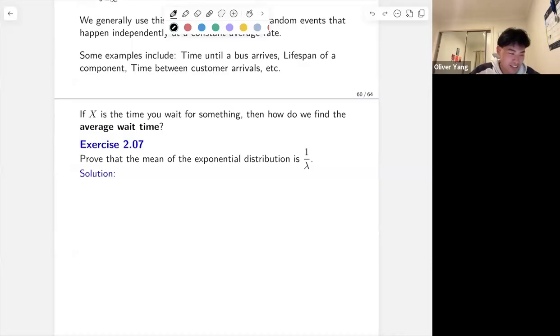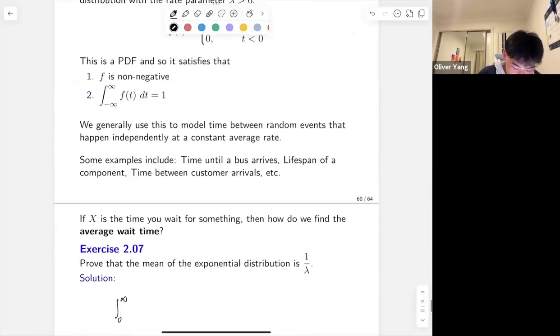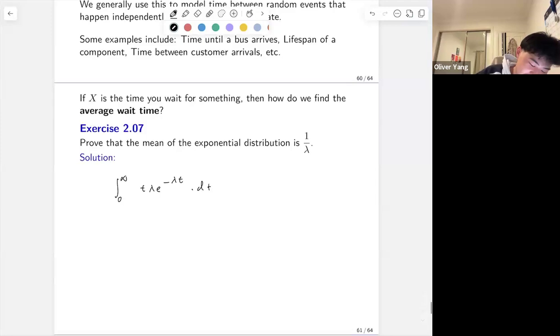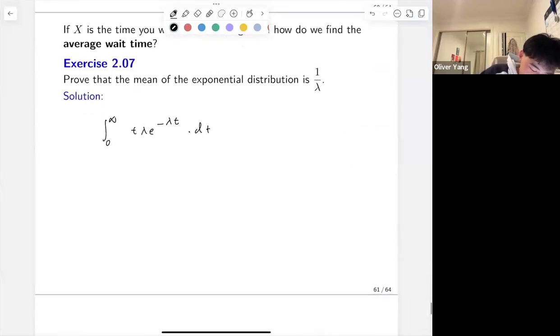Yes, you're literally just using 0 to infinity, right? And so we're going to do the integral of t times lambda e to the negative lambda t dt. Then you're going to do an integration by parts, right? So that's how we're going to prove this. Does everybody agree? So we're just going to do that.